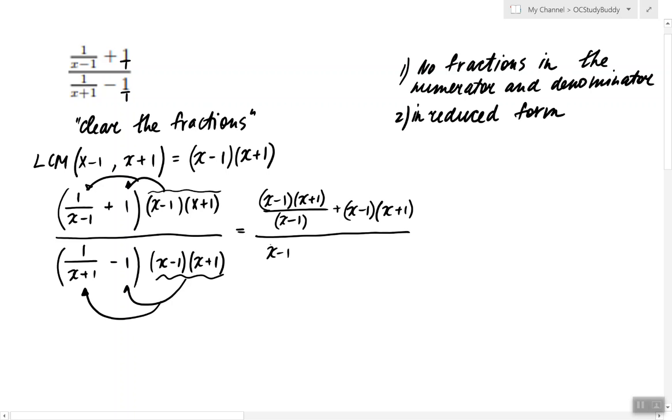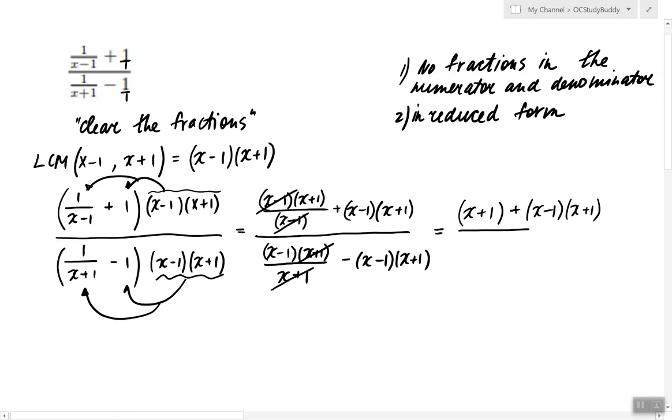Every fraction that you obtain is not in simple form, because the numerator and the denominator have something in common. So in this fraction we have x minus 1, x minus 1, so we can reduce it. In this fraction we have x plus 1, x plus 1. So every fraction now, after it's reduced, is not a fraction anymore, it's just a simple linear expression in this case. In general it could be something else, but what's important is that we don't have fractions anymore in the numerator and the denominator. So we're fixing the first condition.